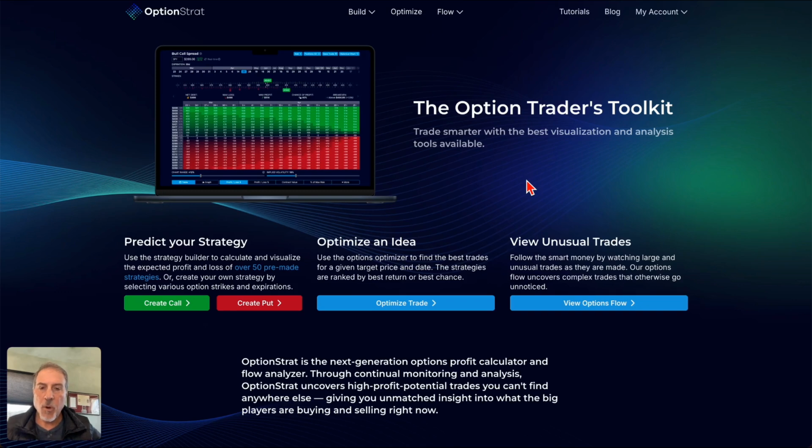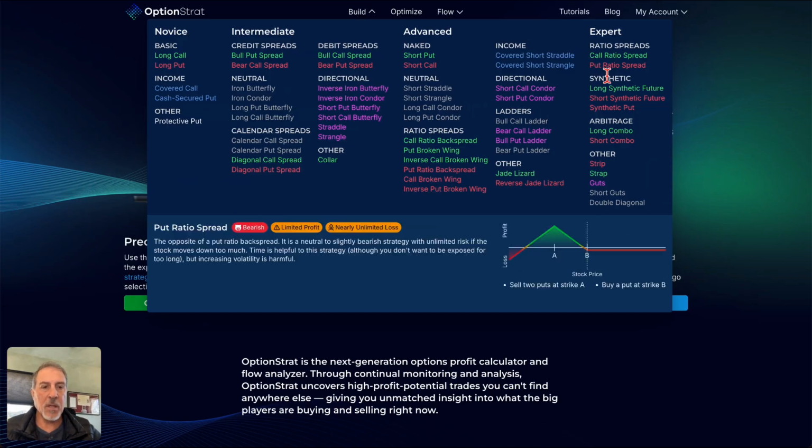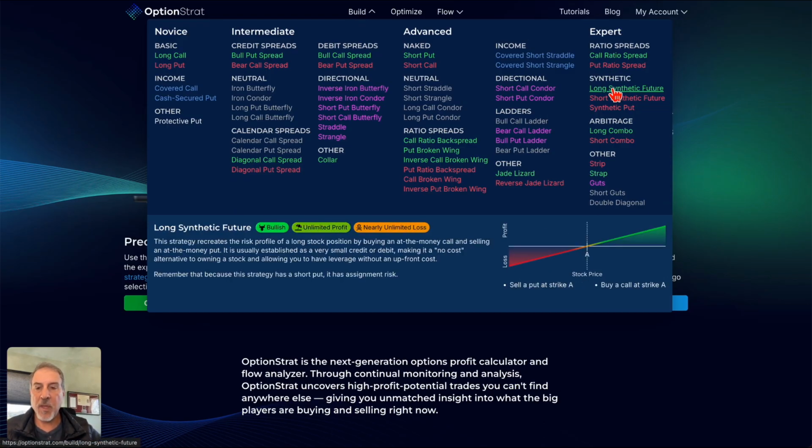Hello, traders. So I want to take a moment to briefly discuss what are called synthetic positions. The easiest way for me to share these with you is to come into optionstrat, which again, great program for visualizing these sorts of things. I can come in specifically and I can build a long synthetic position.